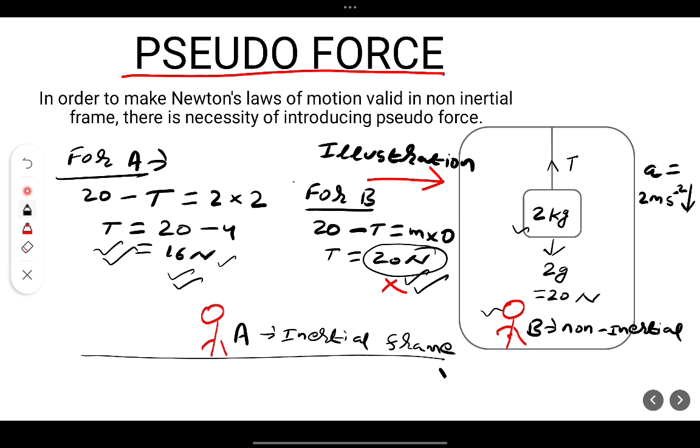So the pseudo force will be in this direction. If I write Fp for the pseudo force, it is given by Fp equal to mass into acceleration, that is 2 is the mass and 2 is the acceleration, so 4. Now if I use the pseudo force, we will again get 16 Newton, and then Newton's law will be valid.